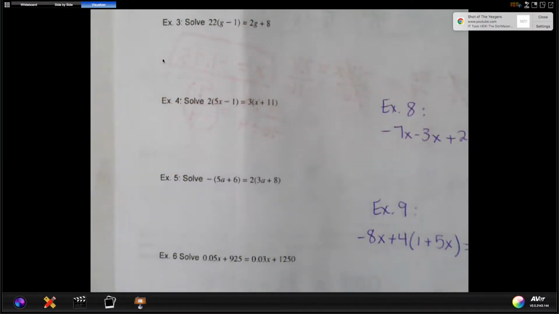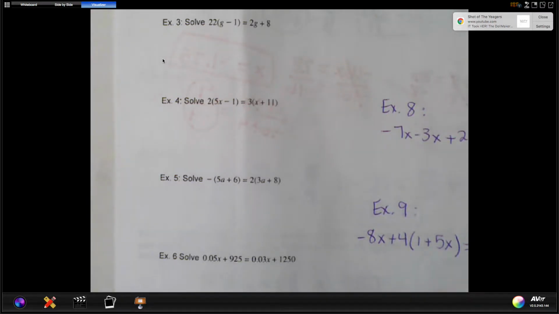Okay, good morning and welcome to day 2 of solving equations with variables on both sides of the equation. Remember, the first lesson involved examples that had variables on both sides of the equation, but there were no parentheses in them.